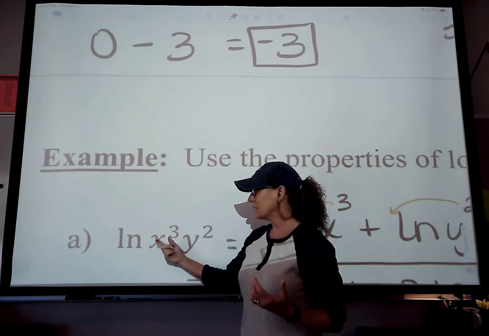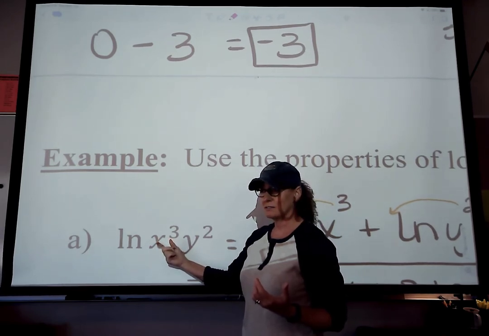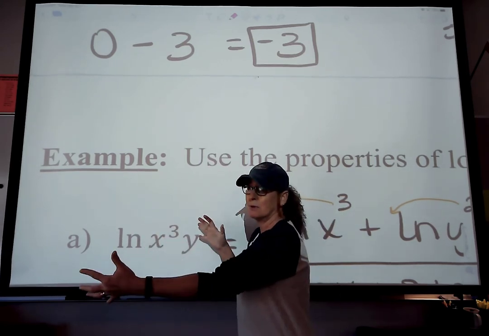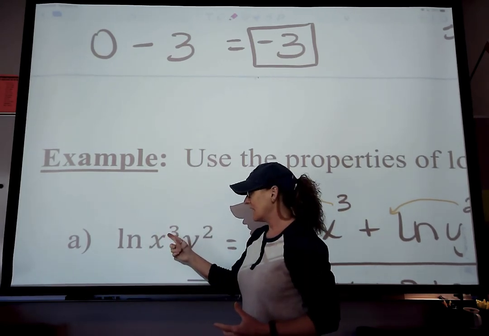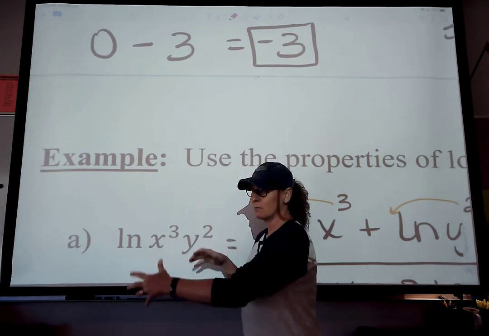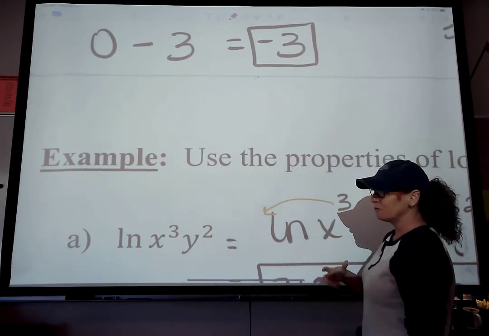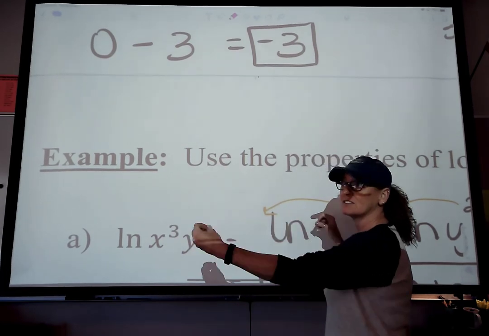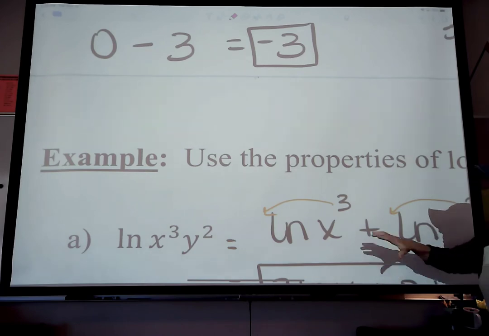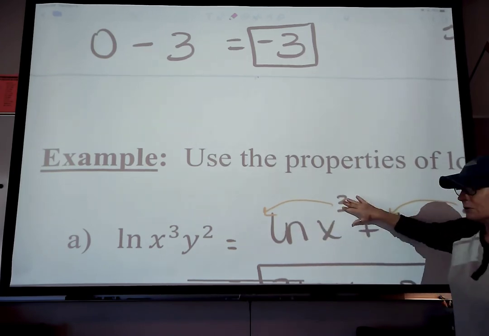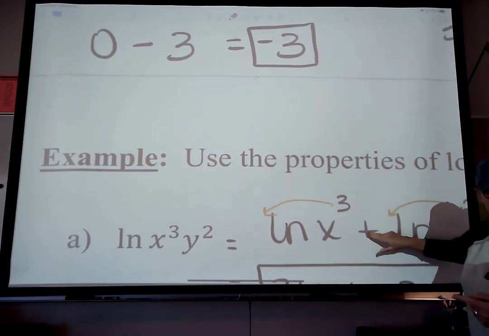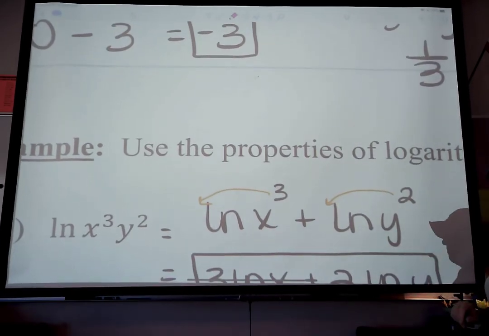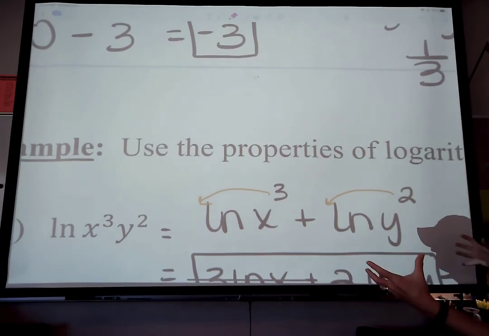Like the 3 is only attached to the x. It has nothing to do with this y squared. You can't put it in front of the whole problem if it doesn't have anything to do with the whole problem. So what you have to do first is separate them. Keep this on, separate, expand with addition. So I did ln x cubed plus, expanded with addition, ln y squared. I expanded them.